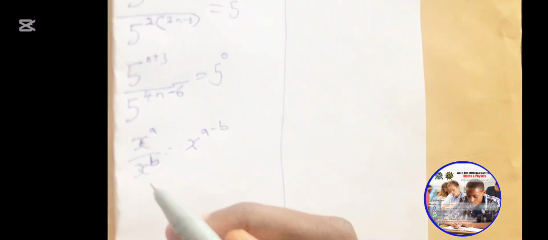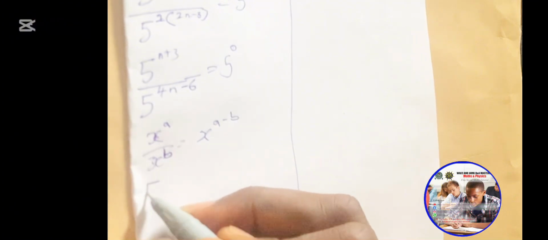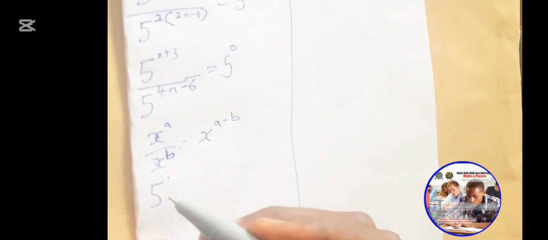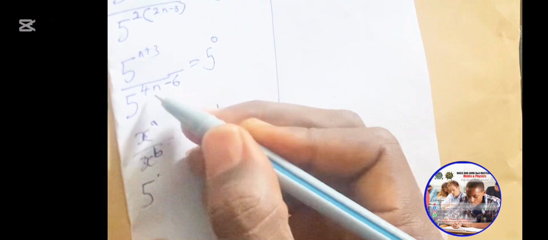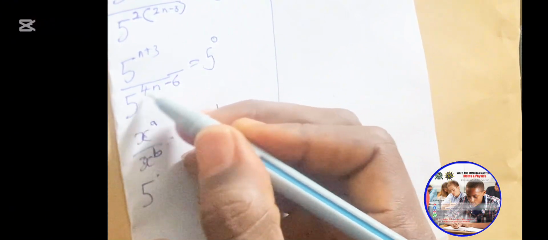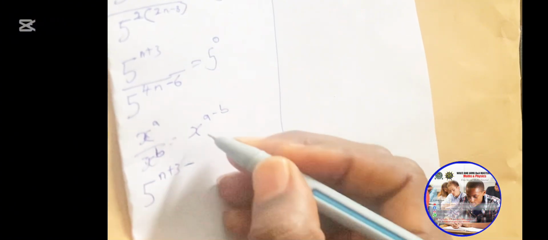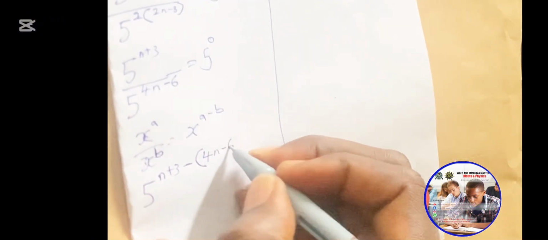So in applying it, we pick one of the bases, which is 5. Then we take the power of the denominator, which is 4n minus 6, and subtract it from n plus 3. So we are going to say n plus 3 minus, then put everything in bracket. You need to put bracket because there are 2 terms there. So you say n plus 3 minus (4n minus 6), then equals 5 raised to 0.